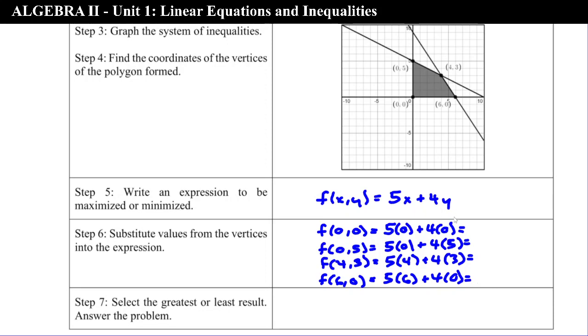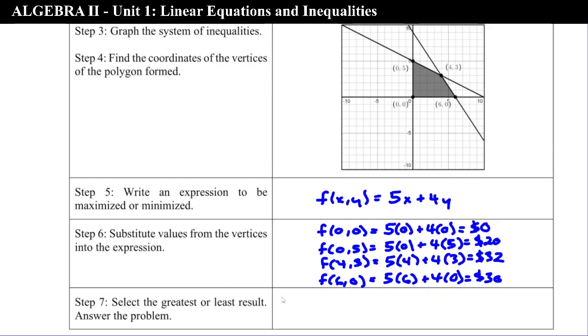So when we evaluate all these, we end up with $0. We end up with $20. We end up with the third one being $32. And the last one, $30. So now we need to select the one that's the biggest because we're maximizing profits.